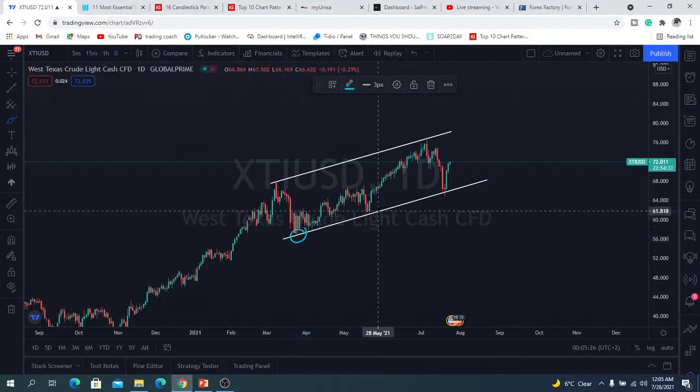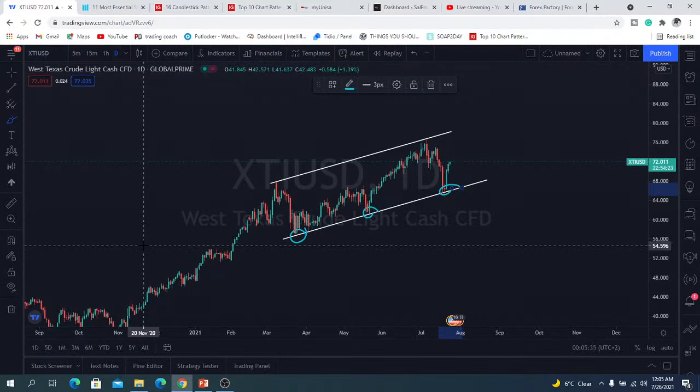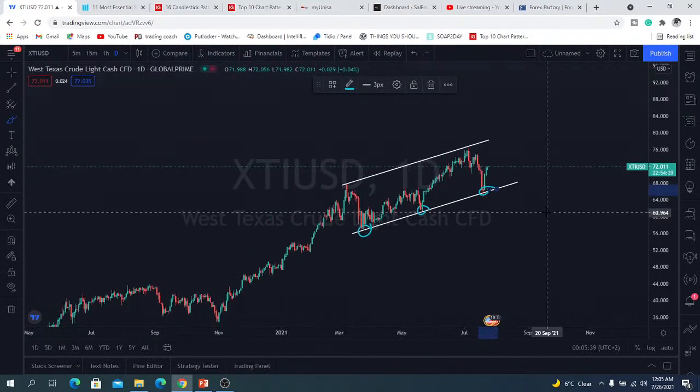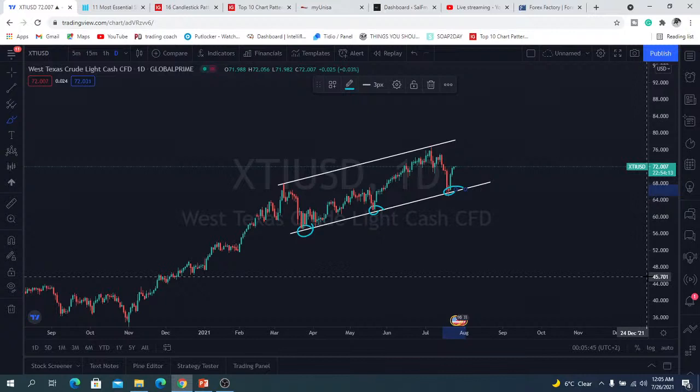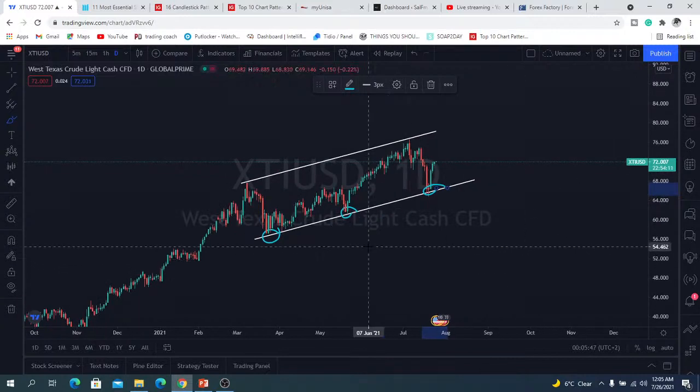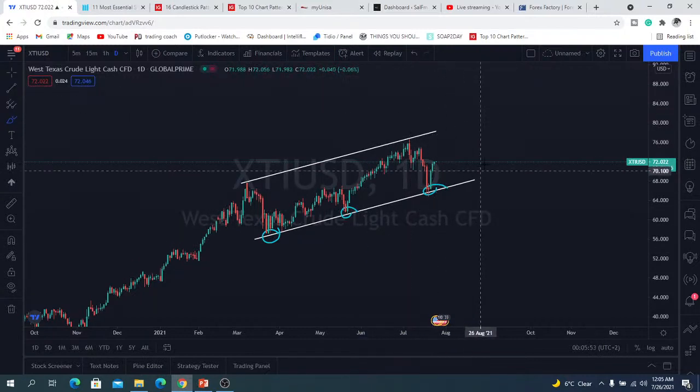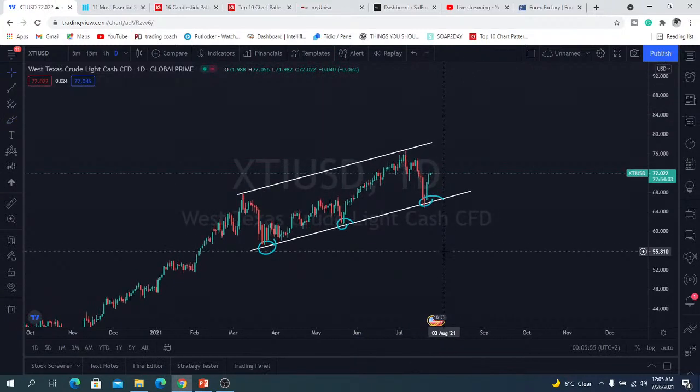So we have a touch here, a touch here, a touch here, a third touch, and then we have an impulse to the upside. The move is to the upside as well. Just let me tell you this, crude oil, XTI USD, it's a bullish market, more like Nasdaq and US 30.